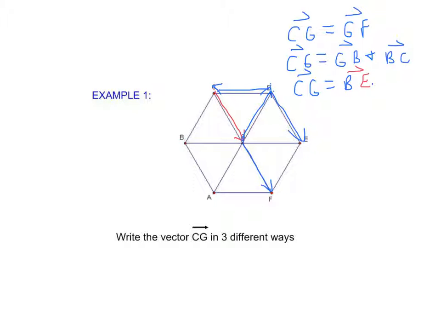So there we have 3 representations of vector CG. There's lots more in this diagram. You can practice and compare your answers to the ones that I've got here. And if you want to check and see if you're right, don't hesitate to email me.